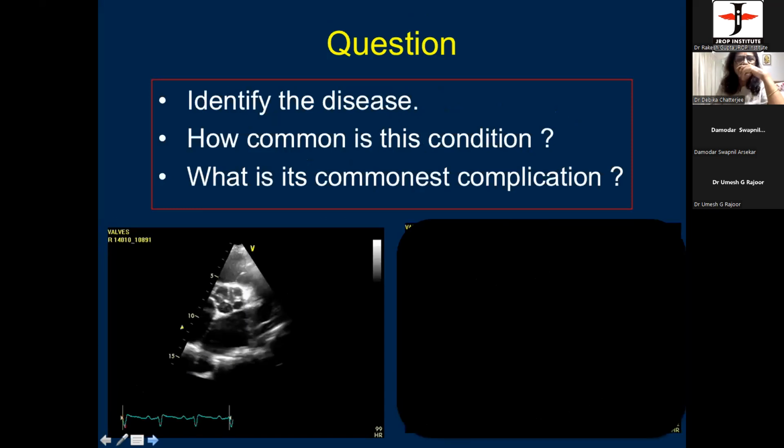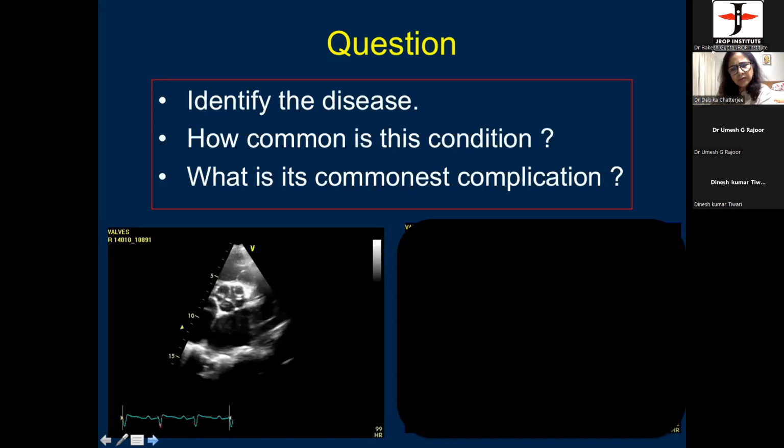The next person is Dr. Dilip Pandit Bhatkar. Dinesh Tiwari. Yes, sir. Dinesh, tell us this entity. So this is parasternal short axis view at aortic level, and the aortic valve is tricuspid. Aortic valve is bicuspid.